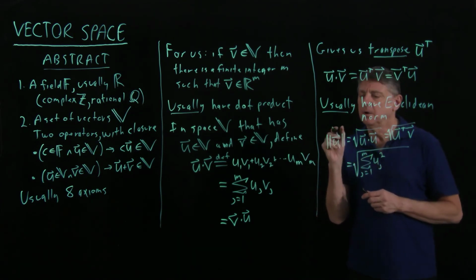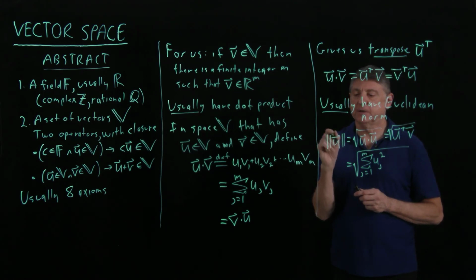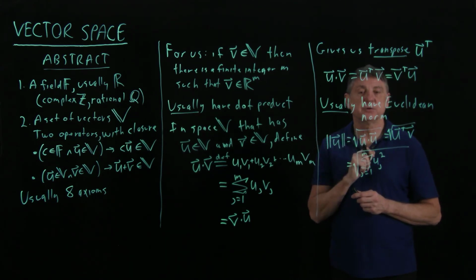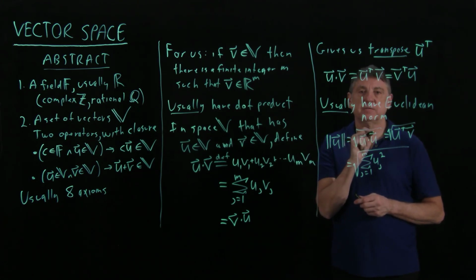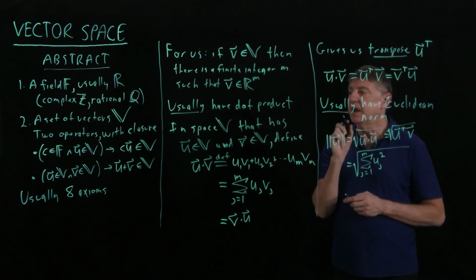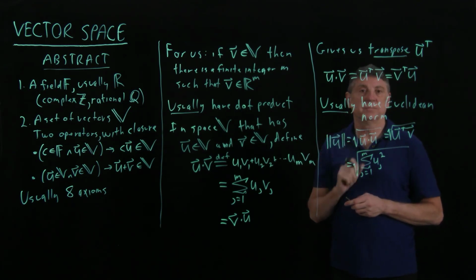So when we refer to the norm of a vector, we'll always put these double bars around it, and what we mean is take the dot product of a vector with itself and take the square root of that scalar number, and that is the norm of the vector.